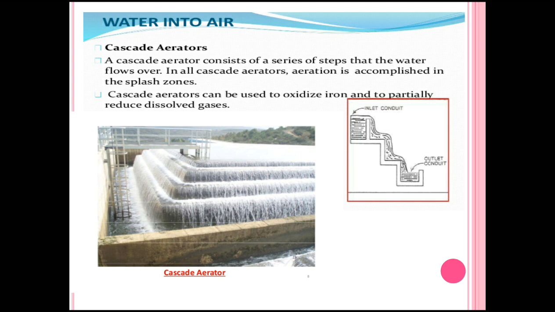Cascade aerator consists of a series of steps. We can see it in a diagram, and water flows on those steps. In all cascade aerators, the aeration is complete in the splash zone. We know that this is used for the oxidation of iron and manganese and to reduce the dissolved gases.